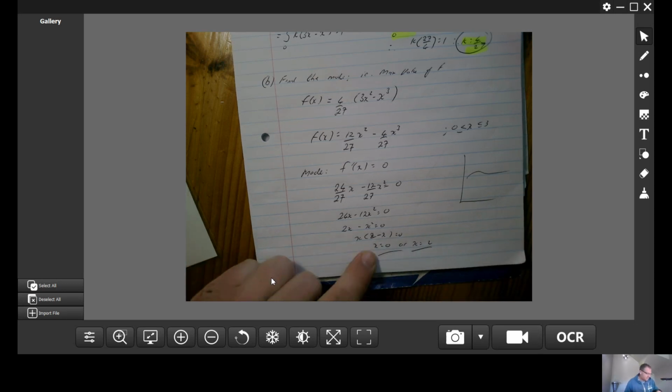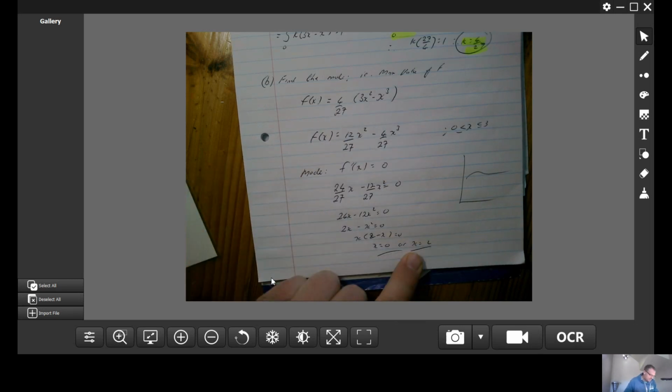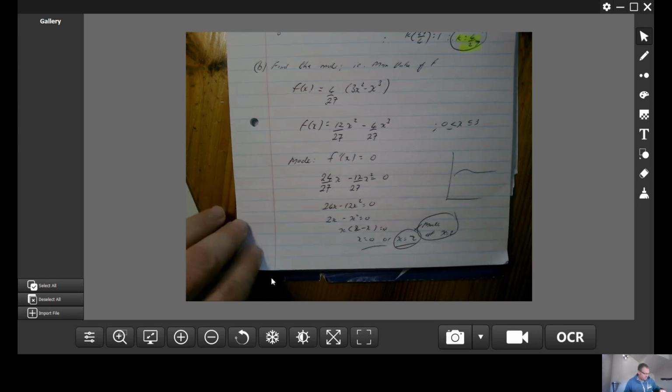When x is 0, then f of x is equal to 0, so the probability is 0. So the maximum must occur when x is equal to 2. So the mode happens at x is equal to 2. Right, 2 sums to go, and we finished for prelims.